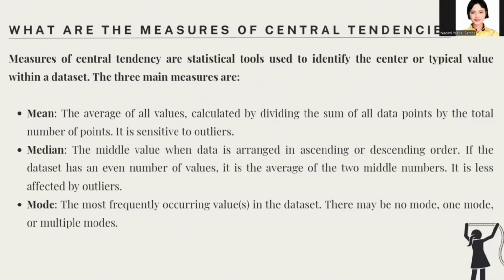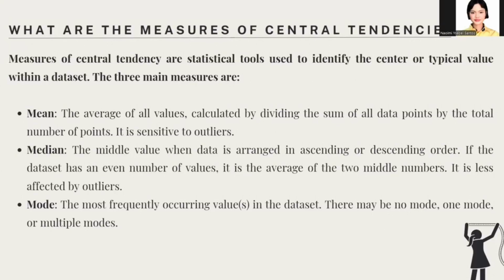So let us proceed by discussing what the measures of central tendency are. Measures of central tendency are statistical tools used to identify the center or typical value within a dataset. The three main measures are, first, the mean. It is the average of all values, calculated by dividing the sum of all data points by the total number of points. It is sensitive to outliers.